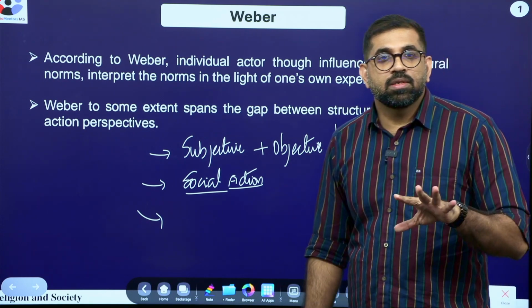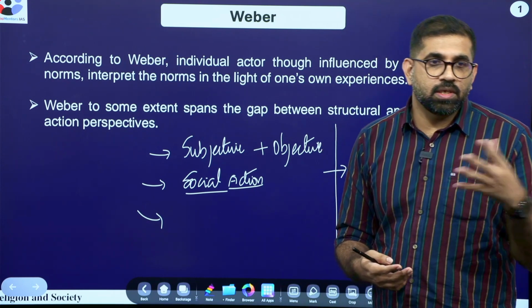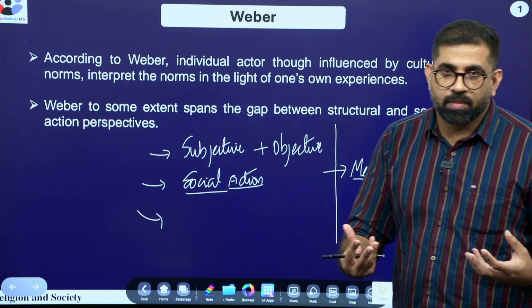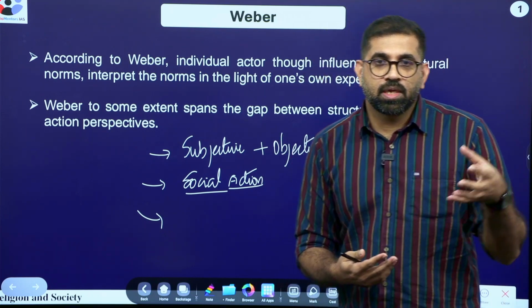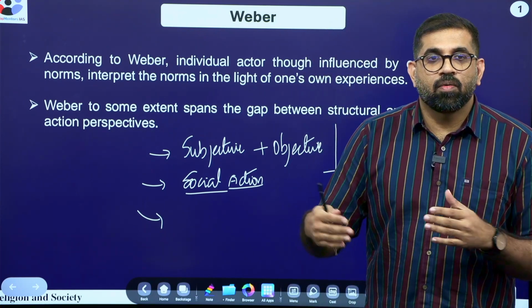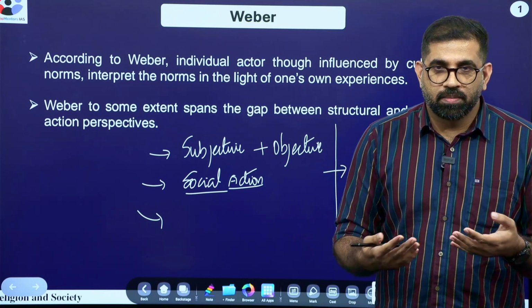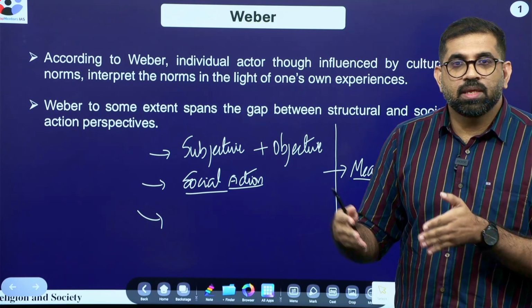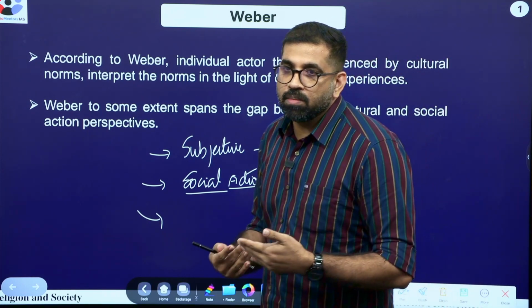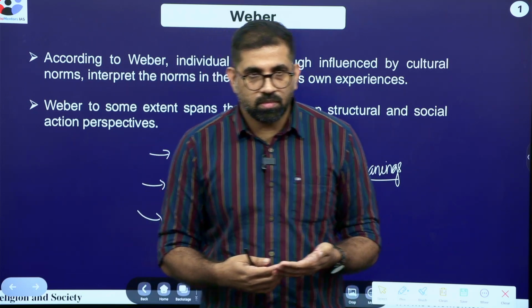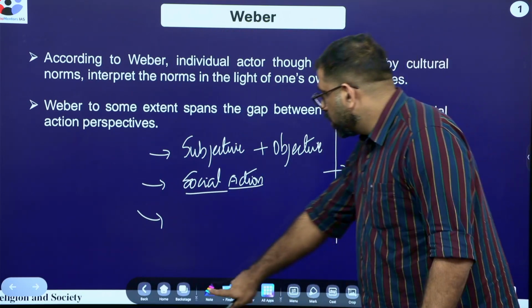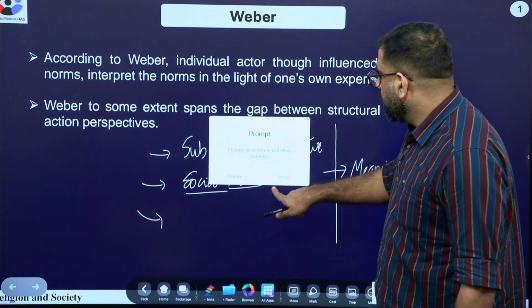Now, that is the distinction between two of his methodologies, which are social action and ideal type. In social action, he wanted to study the subjective elements. In ideal type, he wanted to study that objectively. So that mix is something that makes Weber unique from all other thinkers. Is it clear?